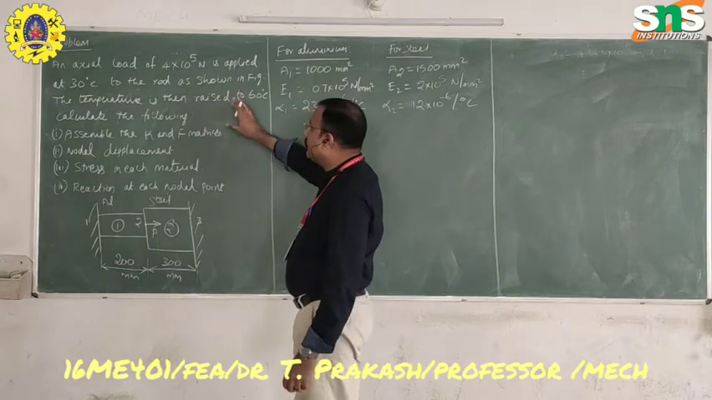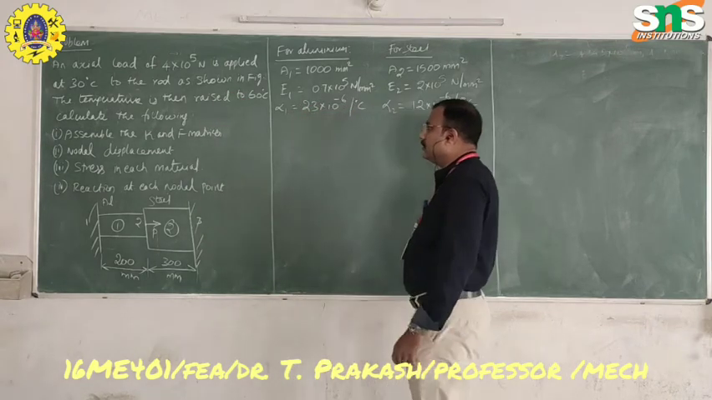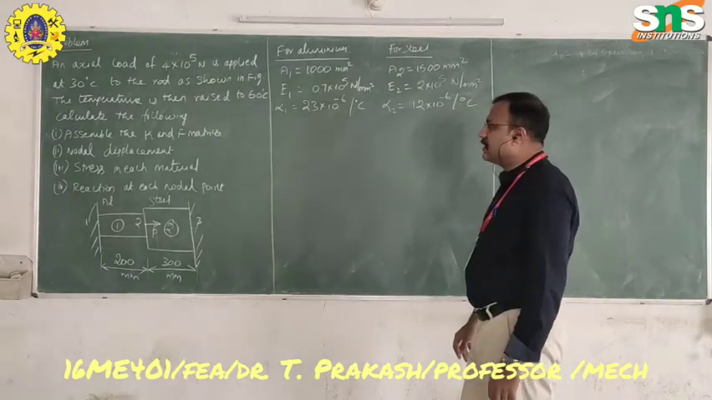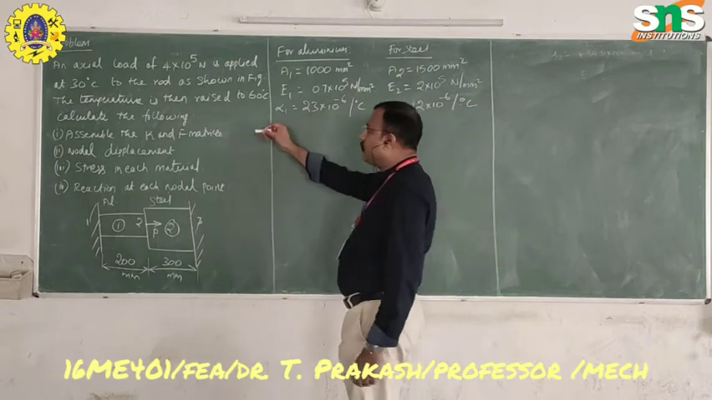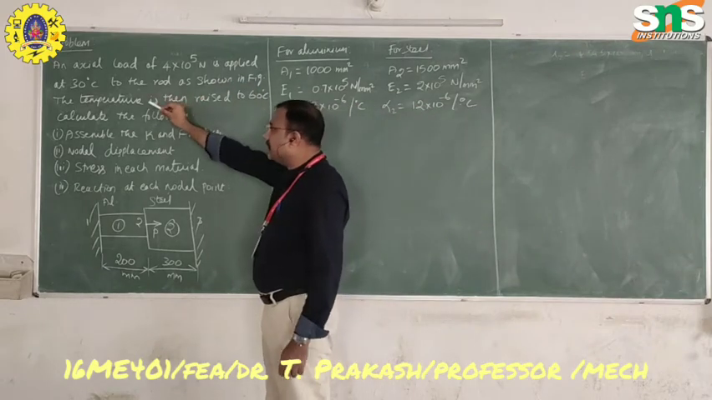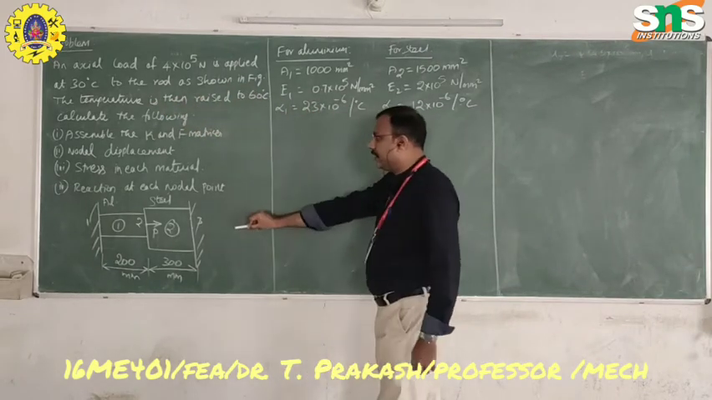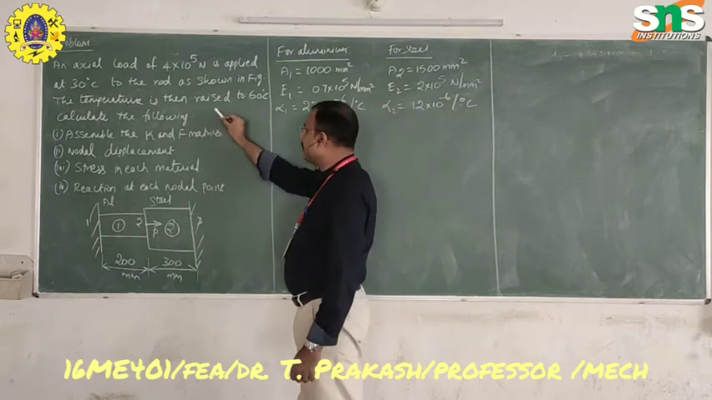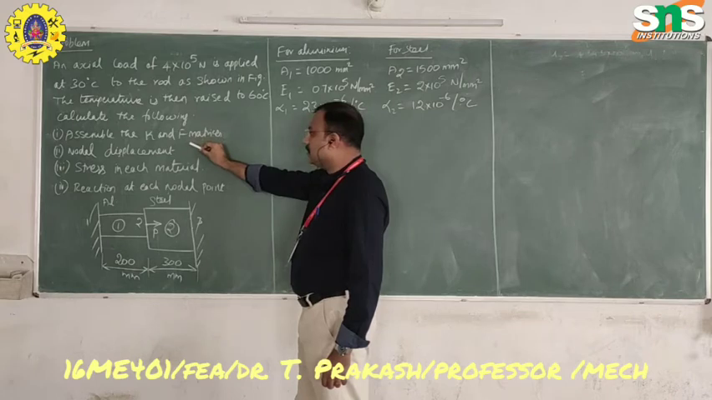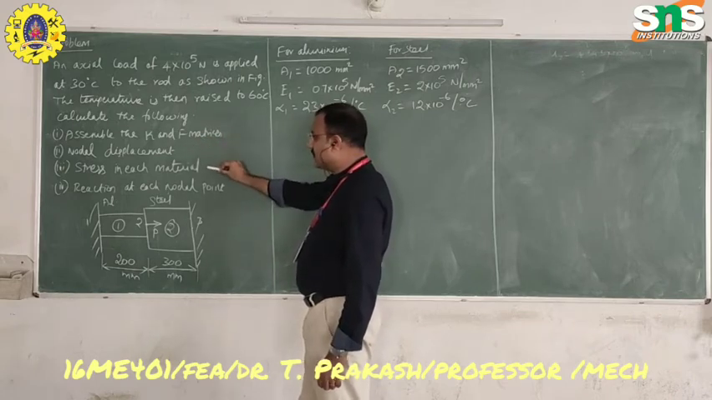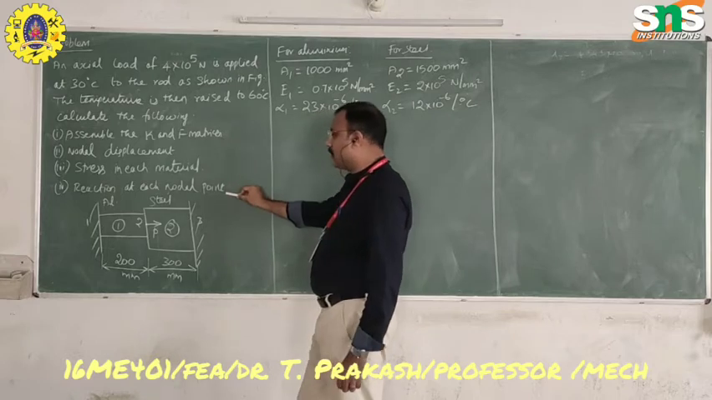An axial load of 4 into 10 power 5 Newton is applied at 30 degrees Celsius to the rod as shown in figure. The temperature is then raised to 60 degrees. Calculate the following: assembly of K and F matrix, nodal displacement, stress in each material, reaction at nodal point.